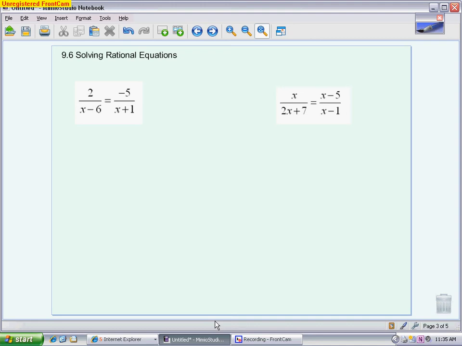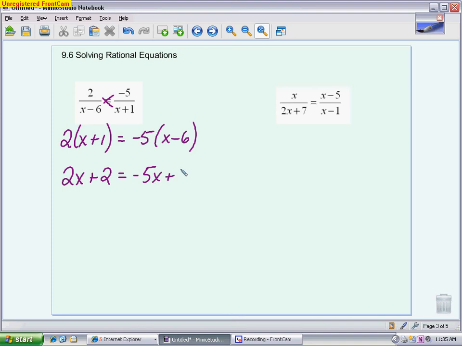So what we have here is a proportion. If you remember from geometry or from algebra, anytime you have a fraction equal to another fraction, we refer to that as a proportion. And the easiest way to solve that is to cross multiply. So we multiply across, so 2 times x plus 1 equals negative 5 times x minus 6. Now, if you can distribute as you go and you don't need to write this line, that's fine. But I do write it like that just to remind me that I have to distribute. So I get 2x plus 2 equals negative 5x plus 30.